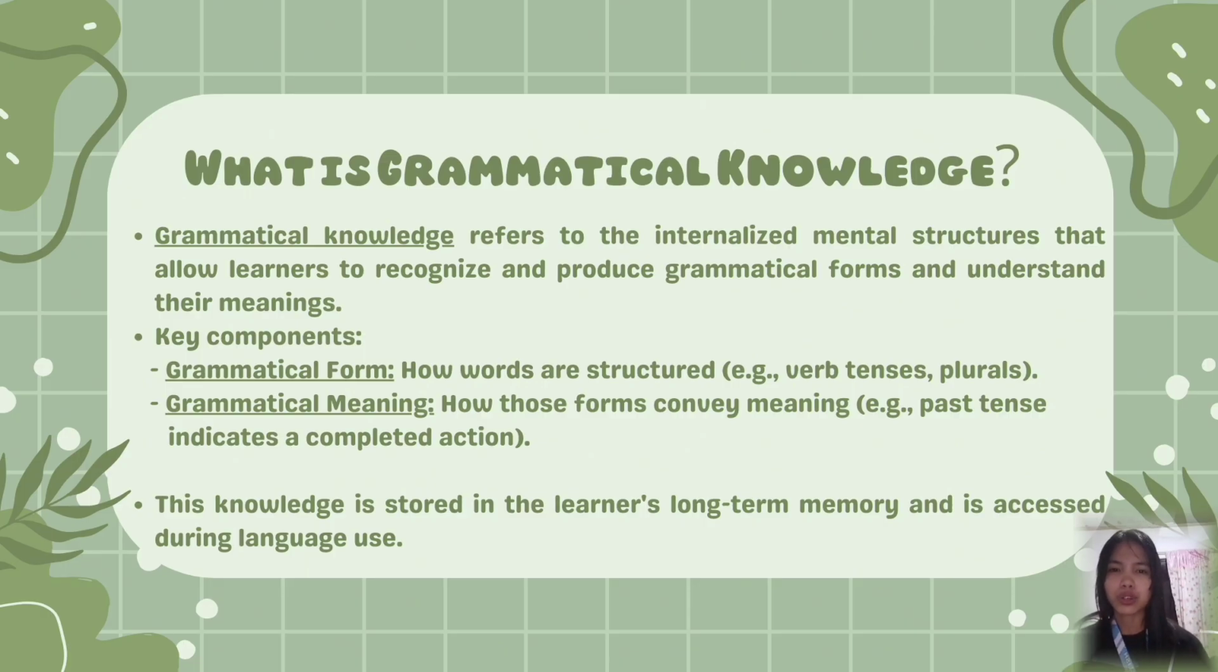Grammatical knowledge is stored in the brain. It includes form, how grammar looks, for example, verb endings like -ed or -s. Meaning, what those forms mean. Example, "he walked" means it happened in the past. It's the foundation of grammatical ability and performance.